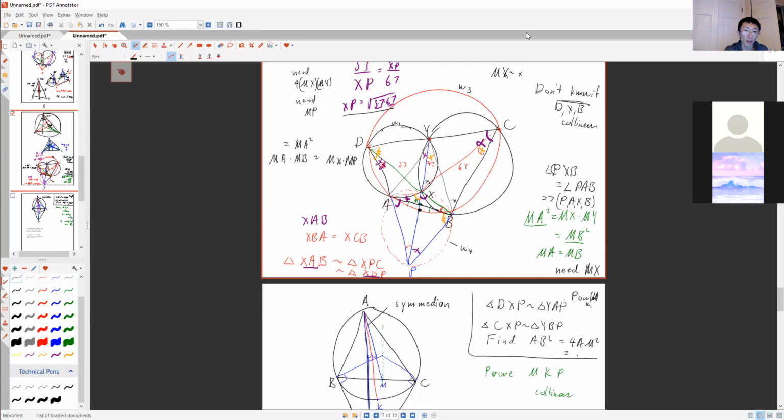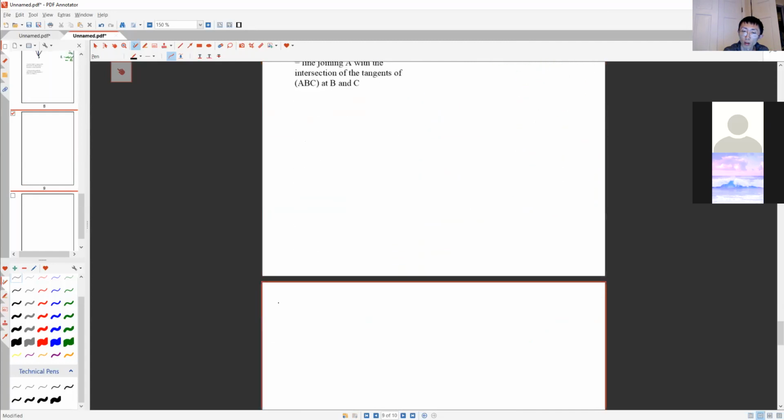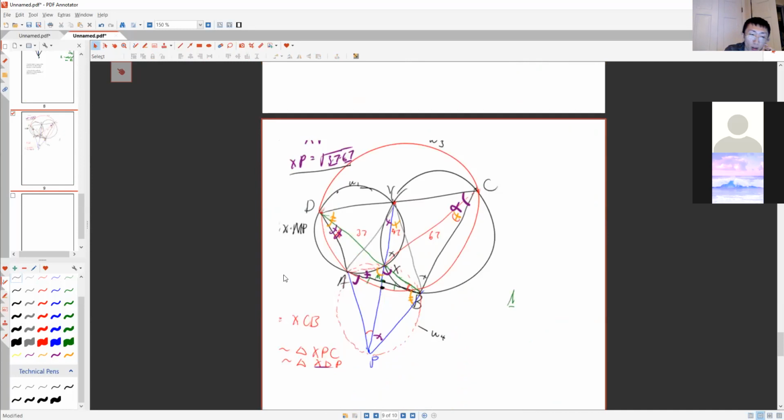Let me just copy this down because I'm running out of space and I don't want to redraw this. So MX equals little x. K equals this is PX. So MP is k minus x.